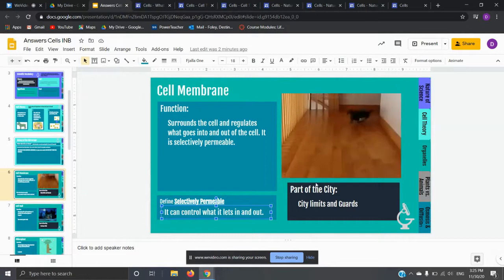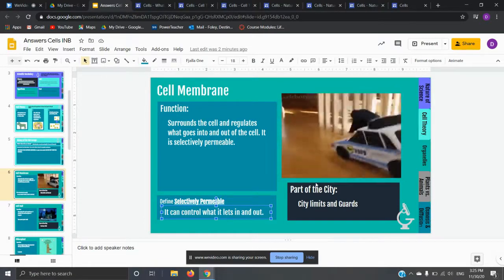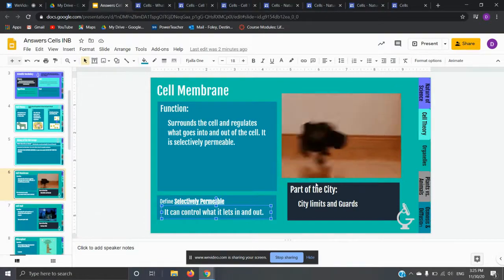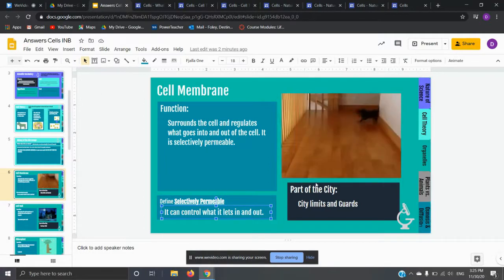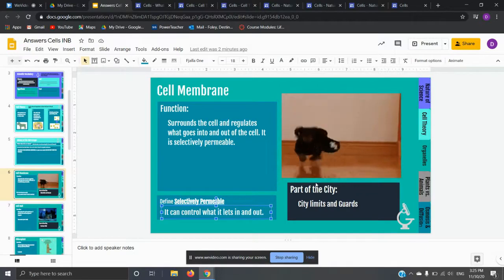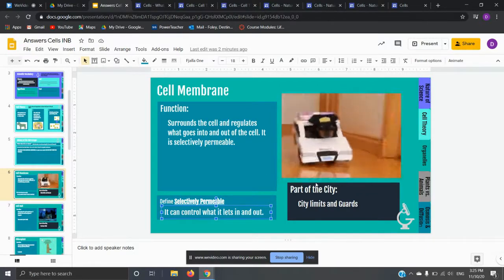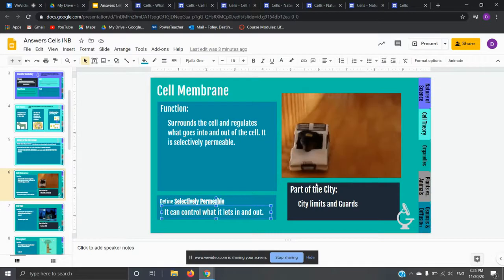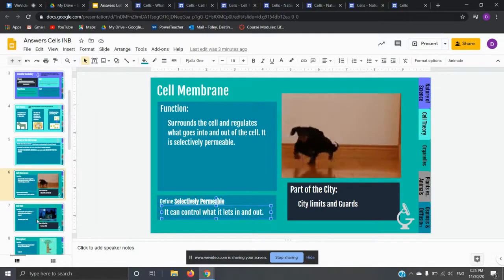So if we're comparing the inside of our cells to a city, the cell membrane is the city limits and the guards. So they're the things that help protect the city from things that are coming into and out of the cell.